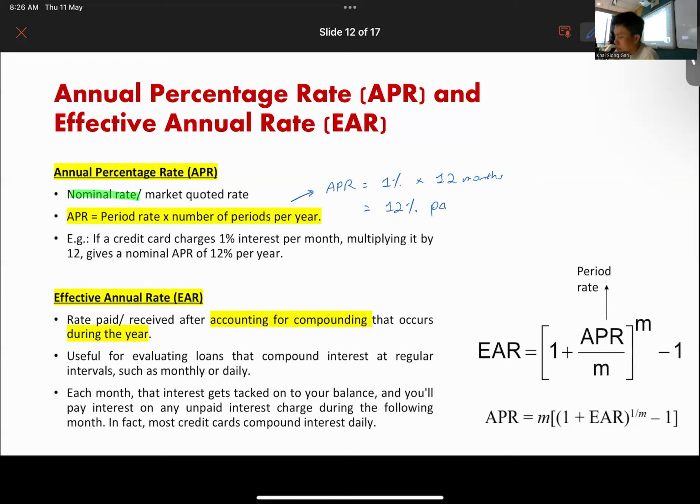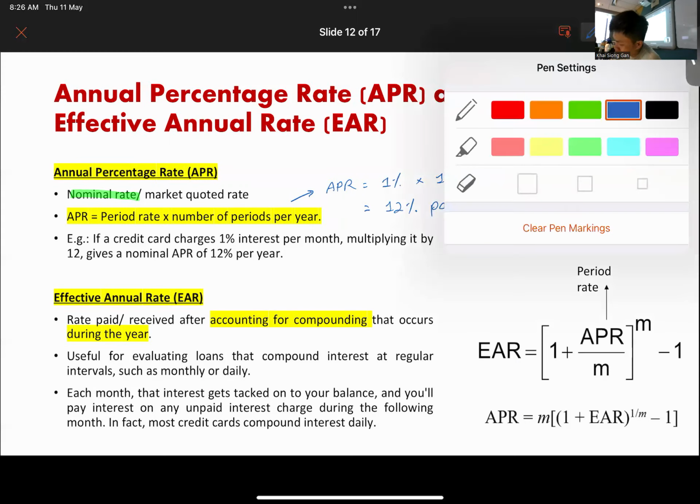No, because remember last time when we learned about future value, okay? Remember how the future value formula looks like? FV equals PV (1 + r)^T, right? Why is it that we have this power T here? Because of the compounding effect, okay? So therefore, we take into account the compounding effect.